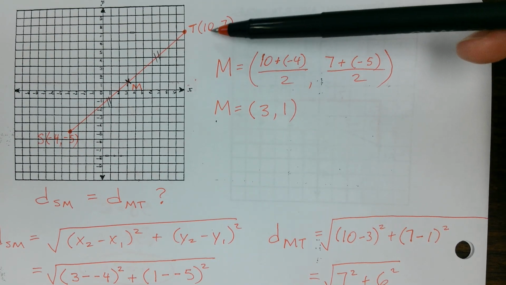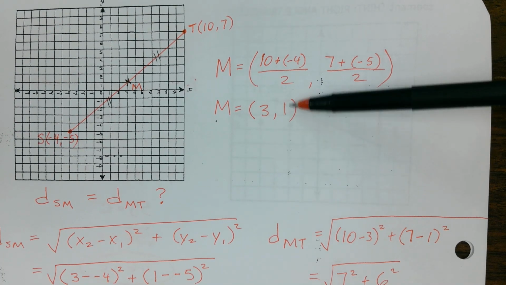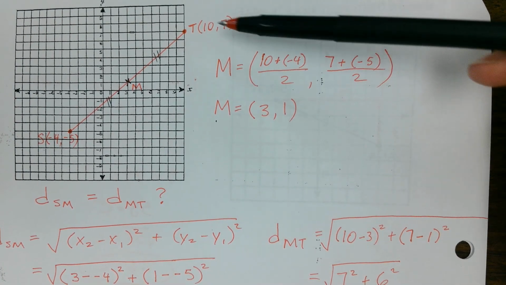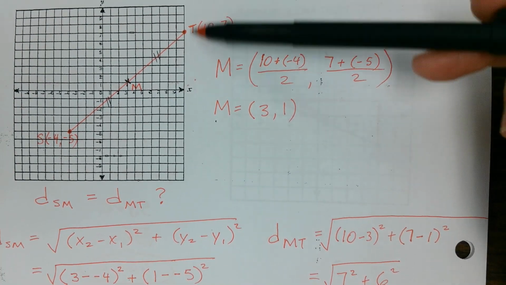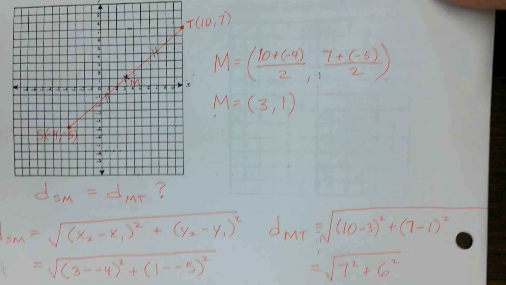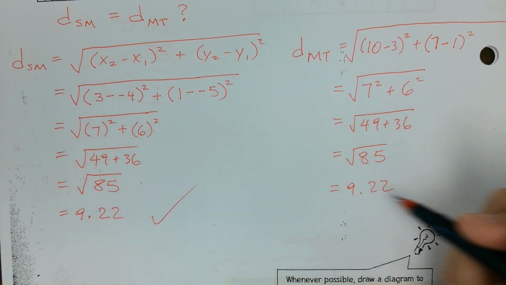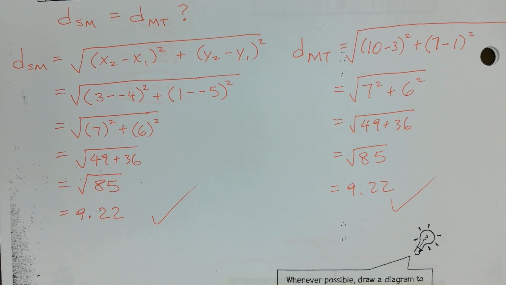The order how you write it matters. If you call this x1, then you have to call this y1. You can't call this x1, y2, x2, y1. It has to be consistent. So if you're starting with this point and calling it 1, then this point is 2. Otherwise you're going to mess up with the signs and the order. All right, so good. So I got the same thing. That means the midpoint is in fact a midpoint.